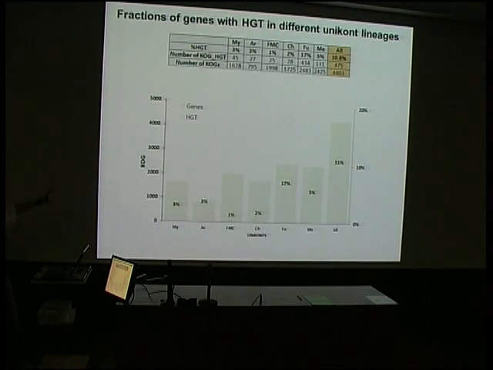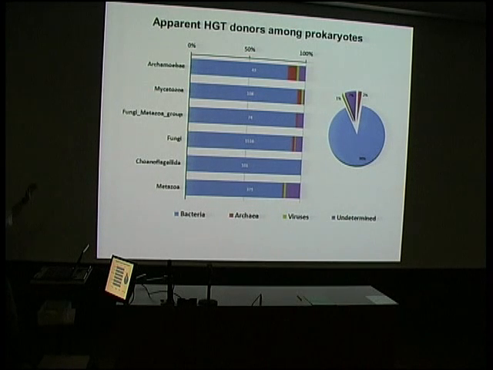Here I show the fraction of the clusters of orthologous genes in different branches of Unikonts where we detect horizontal gene transfer. This is on average more than 10% of orthologous gene classes. No small deal. Very extensive horizontal gene transfers. Considerably, it's the greatest in fungi, much less in animals, but still a substantial fraction of genes.